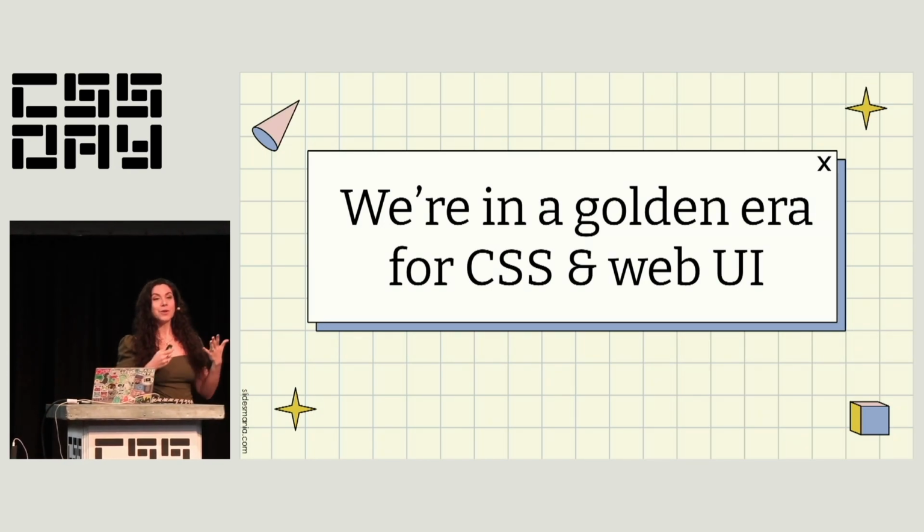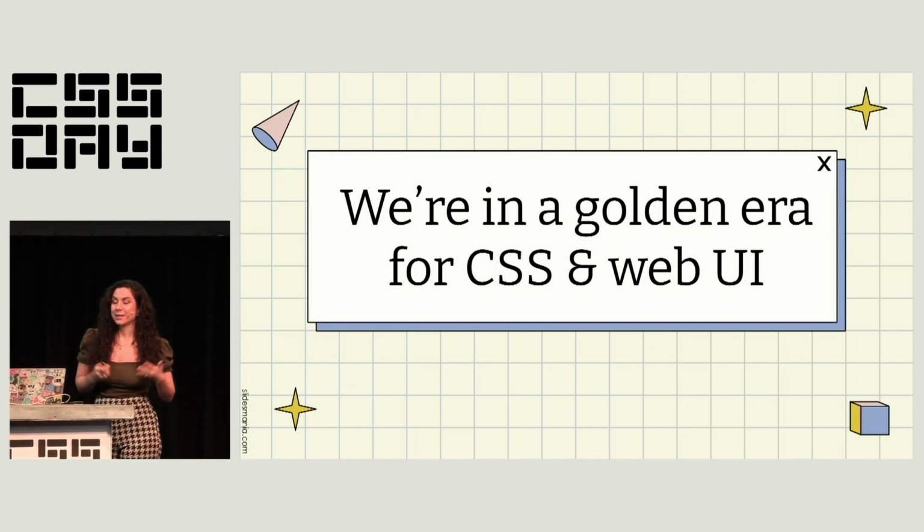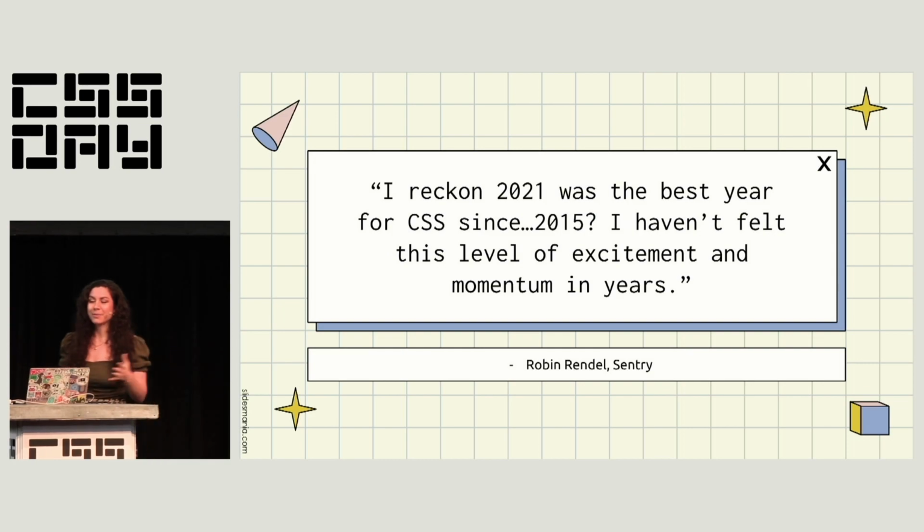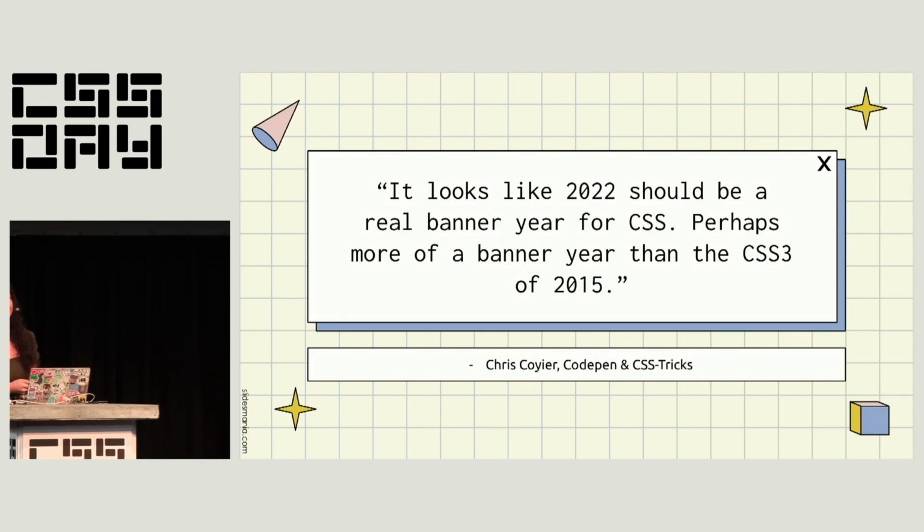And many of you have also noticed this shift and this picking up of the pace in CSS. In 2021, Robin Rendell noticed and said that 2021 was the best year for CSS since 2015. I haven't felt this level of excitement and momentum in years. And 2021 was just the beginning of this momentum cycle. Chris Coyier said, it looks like 2022 should be a real banner year for CSS, perhaps more of a banner year than the CSS3 of 2015. And 2022 definitely was, but 2023 might even outpace 2022.